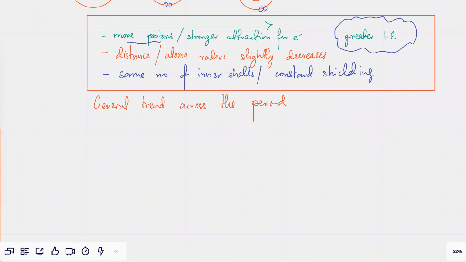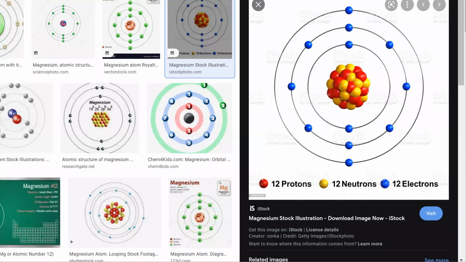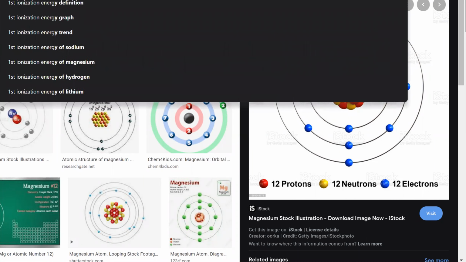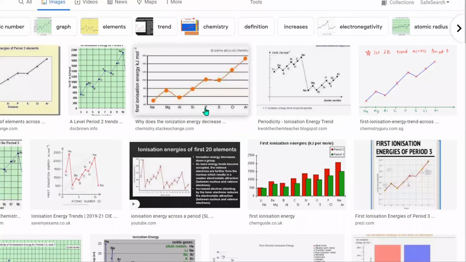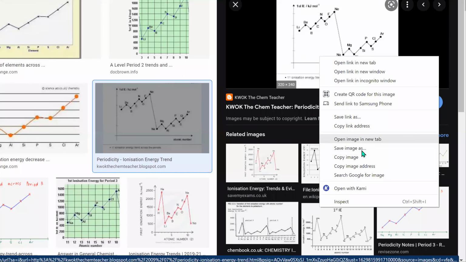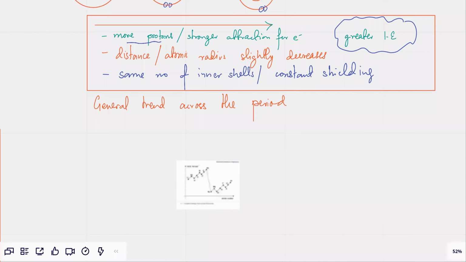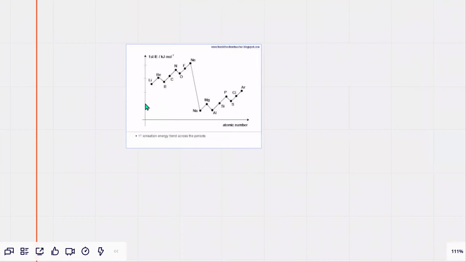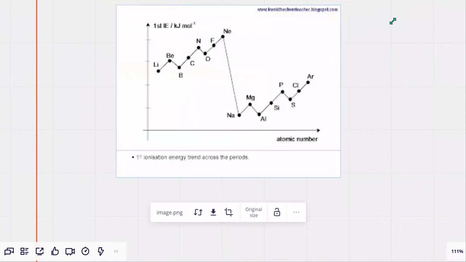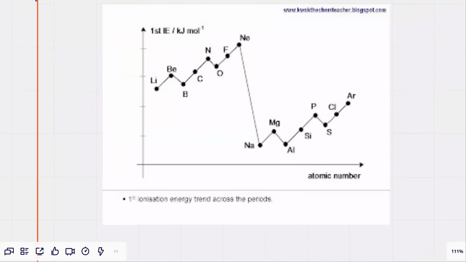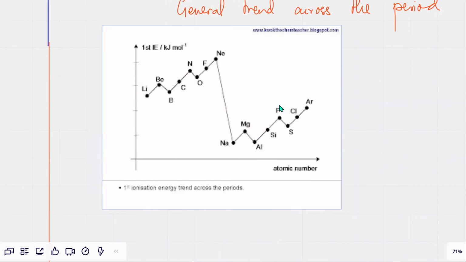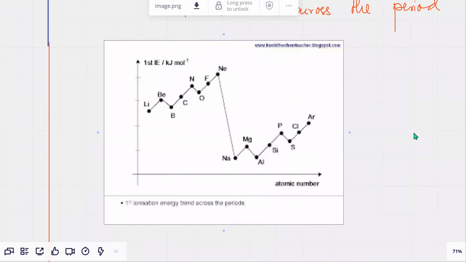So now we're going to be a bit more specific. I'll just copy a graph instead of making one. So when you move to the right, it increases. This one is better. So now we're being more specific.